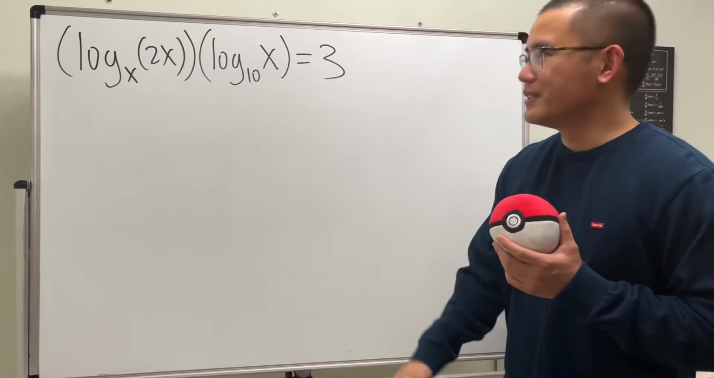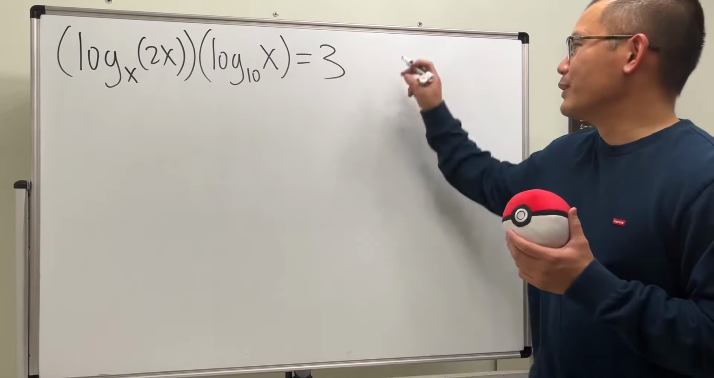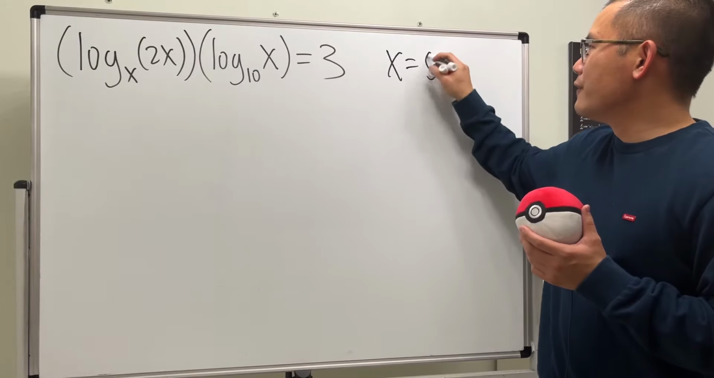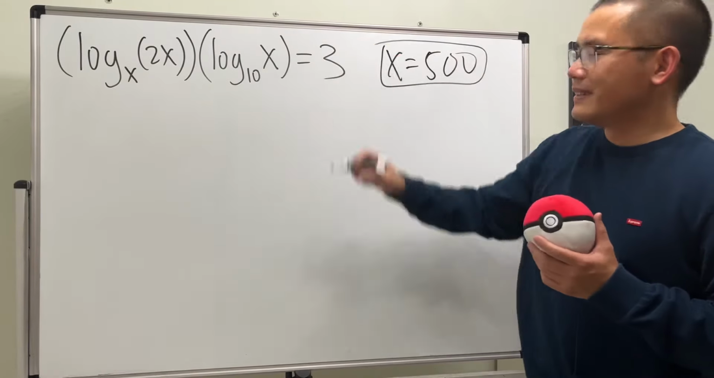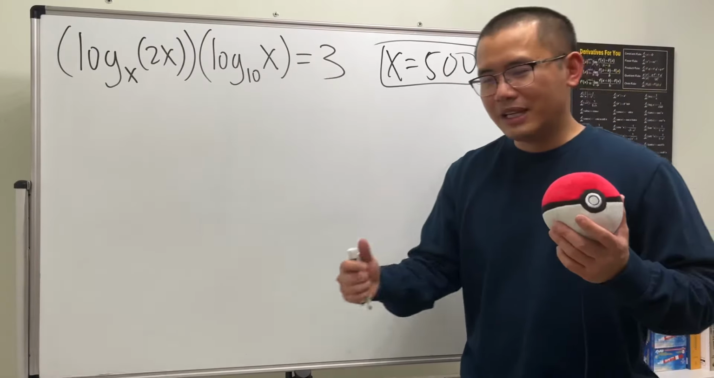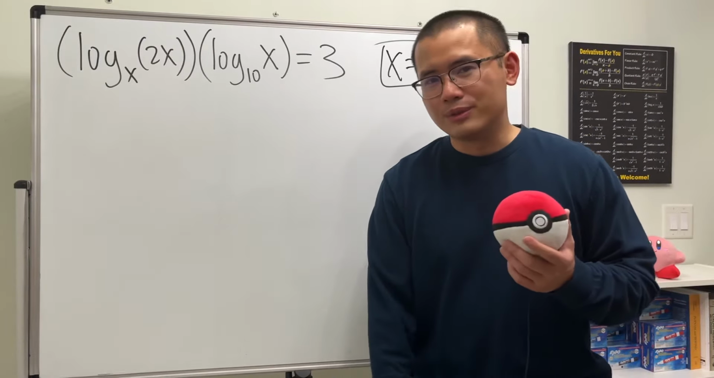Done? Good. Okay, what's the answer? I'll tell you guys this first. X is equal to 500. Alright, so if you got it, good. And then you can leave a comment down below, let us know how you did it.